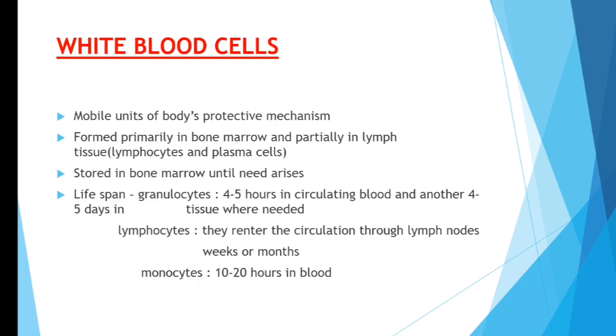Next, we have the WBCs, the mobile units of the body's protective mechanism, formed in the bone marrow and in lymph tissue, and stored in bone marrow until the need arises. Granulocytes have a lifespan of 4 to 5 hours in circulating blood, and another 4 or 5 days in tissue where needed. Lymphocytes enter the circulation through lymph nodes and live for months. Monocytes are usually in blood for 10 to 20 hours.